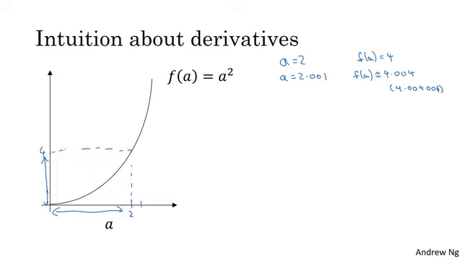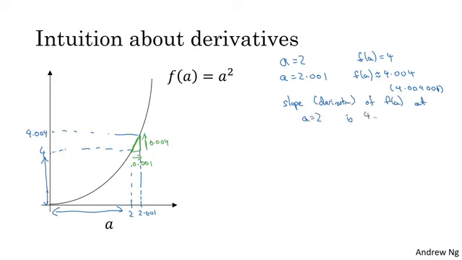But if I now nudge a to 2.001, then f of a becomes roughly 4.004. So if you draw this little triangle again, what this means is that if I nudge a to the right by 0.001, f of a goes up 4 times as much, by 0.004. So in the language of calculus, we say that the slope, that is the derivative of f of a at a equals 2, is 4. Or, to write this out with our calculus notation, we say that d/da of f of a is equal to 4 when a is equal to 2.